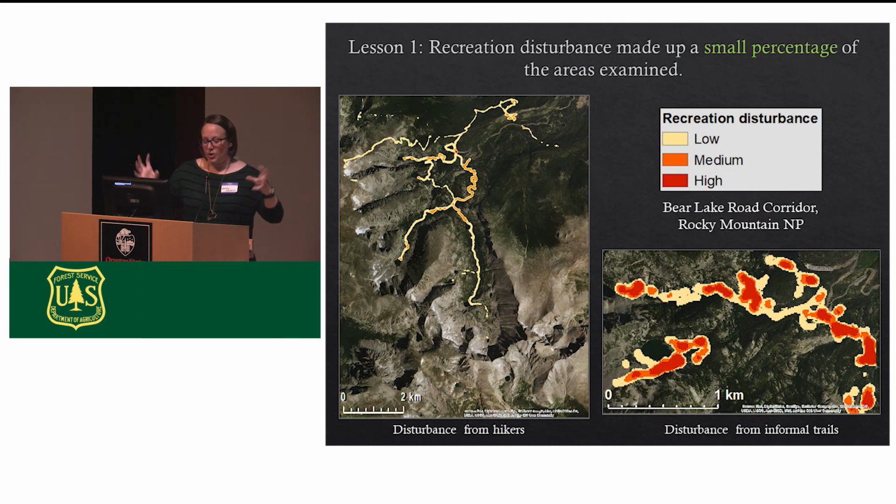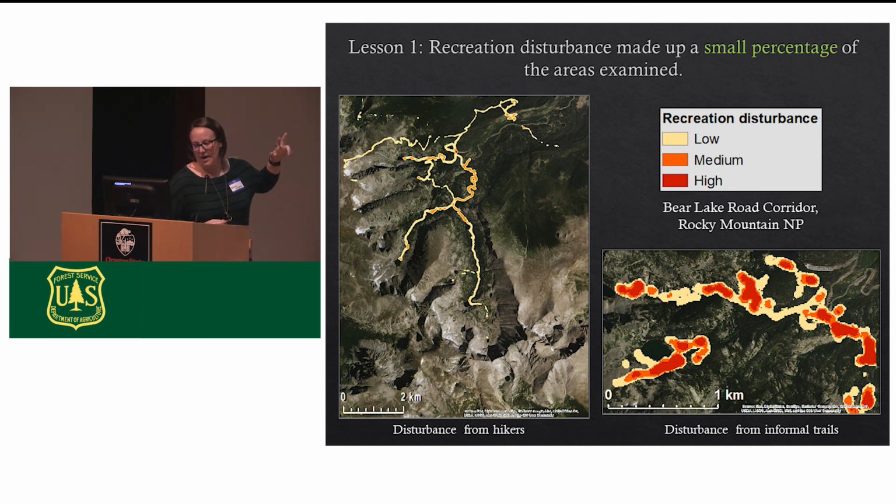So I broke this analysis down into four lessons, or four takeaways. When we look at some of these broader spatial scales, the scale of an entire watershed or a corridor in a national park, and again, this data comes from various national parks, we found that the recreation disturbance at these broader spatial scales made up a fairly small percent of the total area.